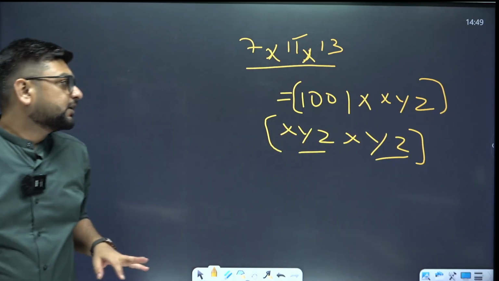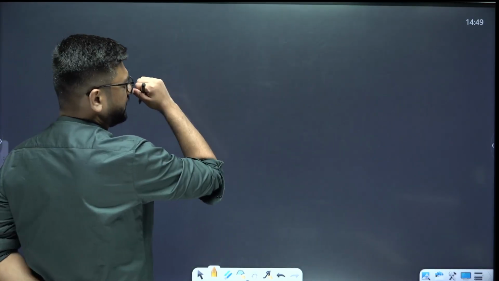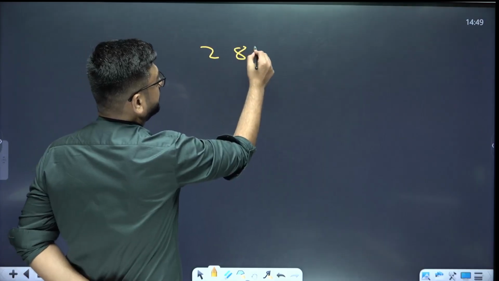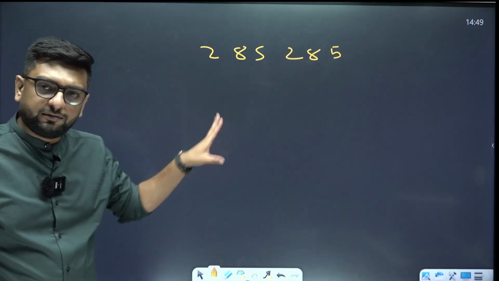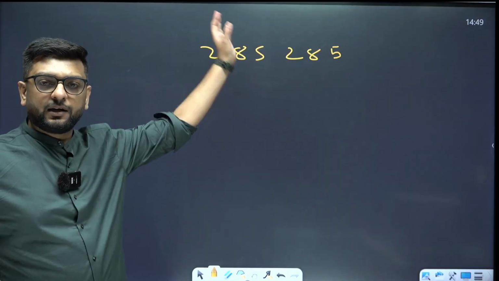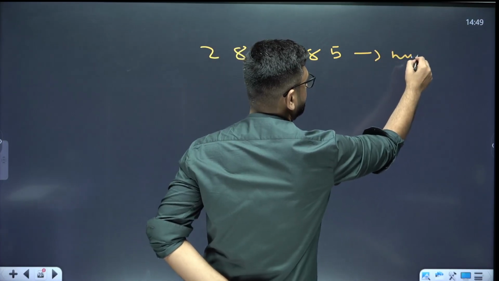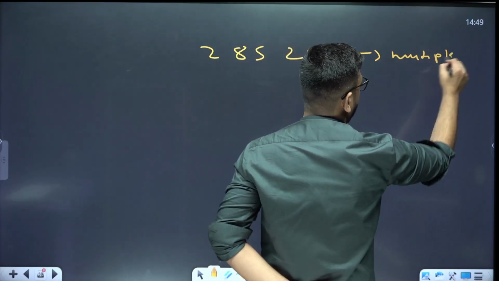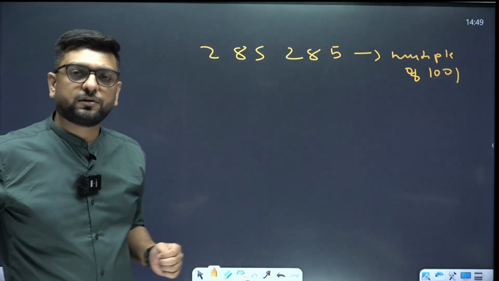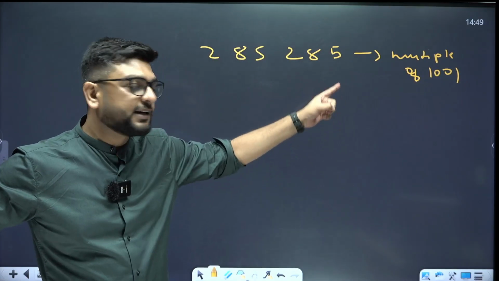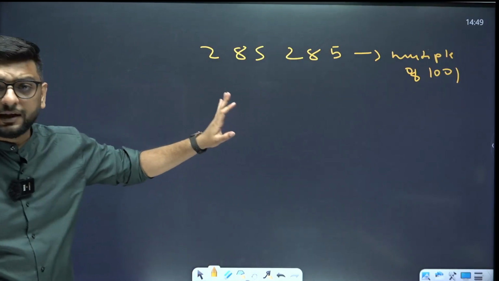Now this is very important. Please understand this. Let's suppose I have a number, choose any number, let's suppose I am taking 285. Alright, 285. Now we have learned that it will be a multiple of 1001. Now if a number is a multiple of 1001, that means it is divisible by 7, 11 and 13. That is also clear. Now why is it clear?